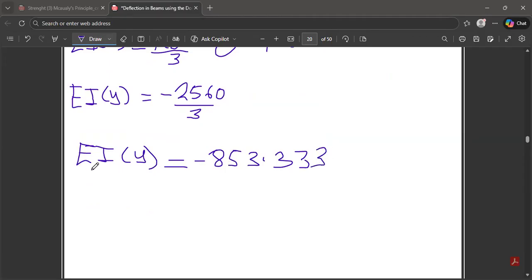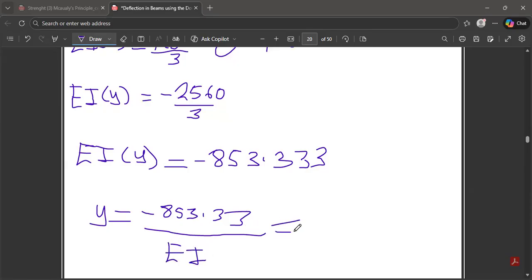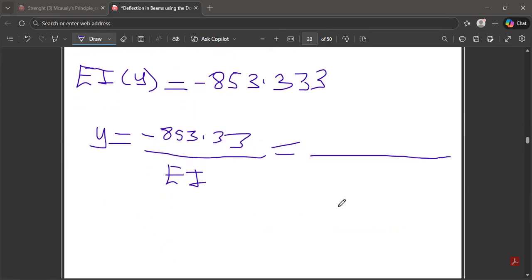So if I divide here by EI, I believe now we are all on the same page, so let me just jump to the next step. Finally, we see that y is going to stand alone. And our relation is going to become this, minus 853.33 all over the EI. So let's quickly simplify this and let's wrap up for the day.